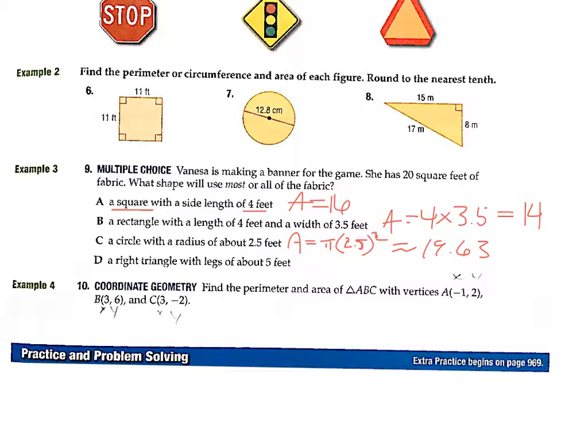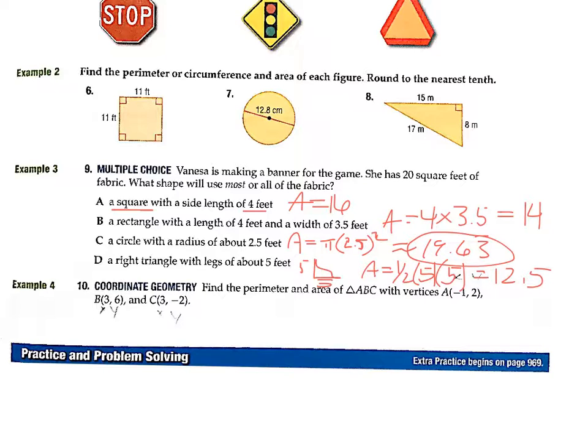A triangle with legs of about 5 feet. With a triangle, it's base times height. So talking about a right triangle, the height is 5 and the base is 5. So area is 1/2 base times height. If you do that, you get 12.5. So the circle is the best option there.